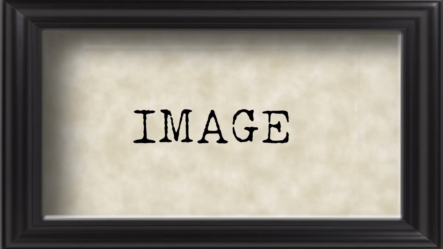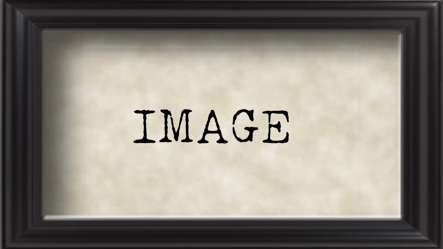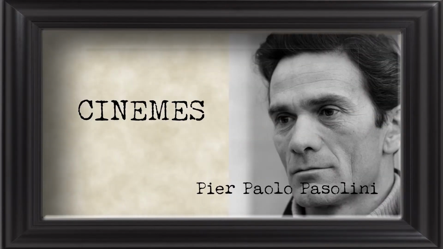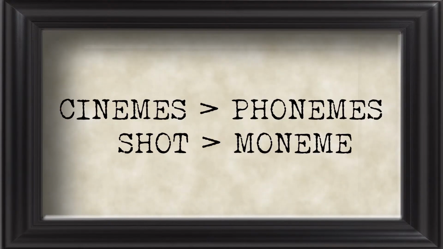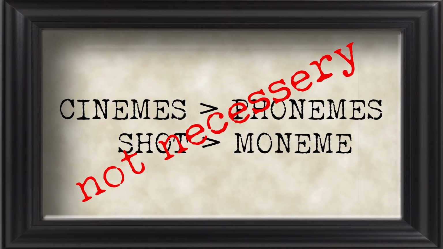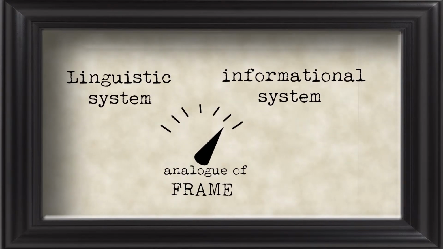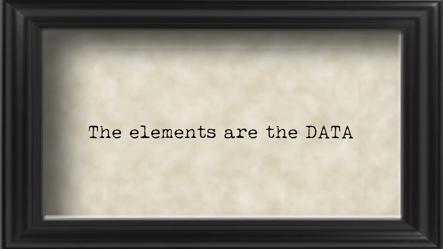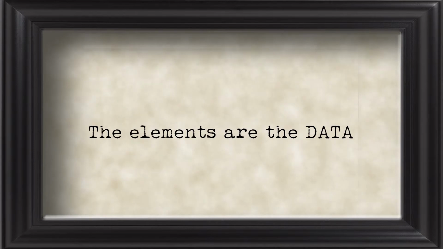Obviously these parts are themselves in image. This is why Jacobson calls them object signs, and Pasolini synonyms. However, this terminology suggests comparisons with language. Synonyms would be very like phonemes, and the shot would be like a monem, which do not seem necessary. For, if the frame has an analog, it is to be found in an information system rather than a linguistic one. The elements are the data, which are sometimes very numerous, sometimes of limited number.